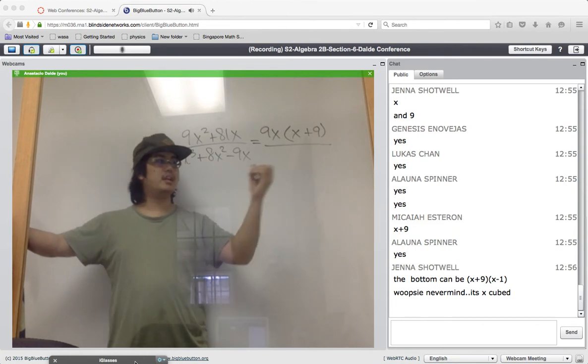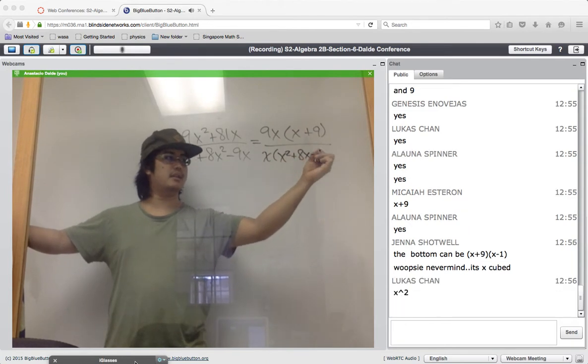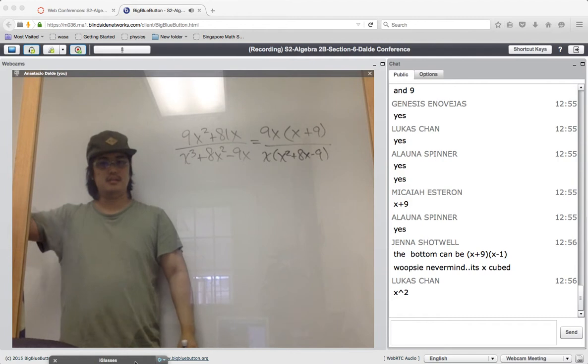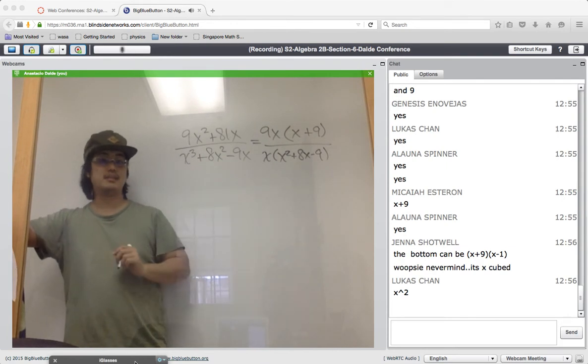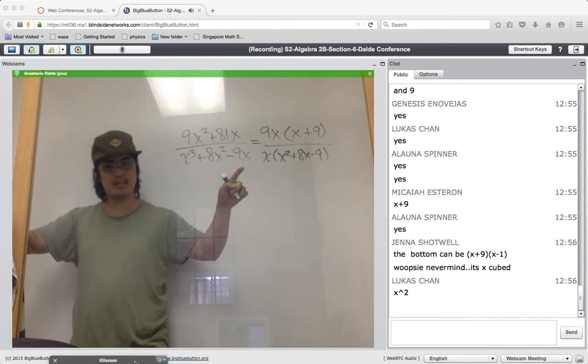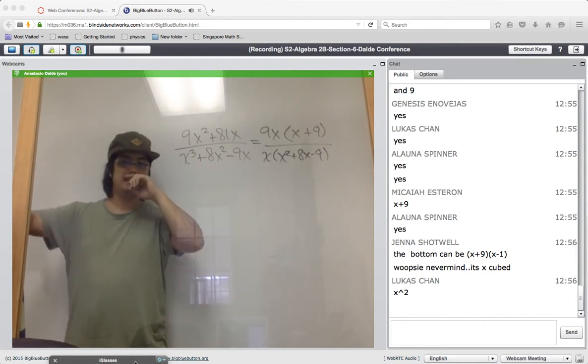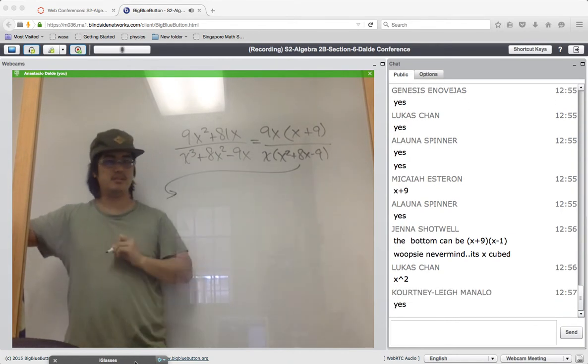So if I pull out an x out of the bottom, I have x times x squared plus 8x minus 9. Because I dropped everything down by an x. I divided every term by an x. If I were to distribute this x back in here, it would be exactly that. You guys see how this works? All right. I can continue to factor, so let me just continue on this board right here.